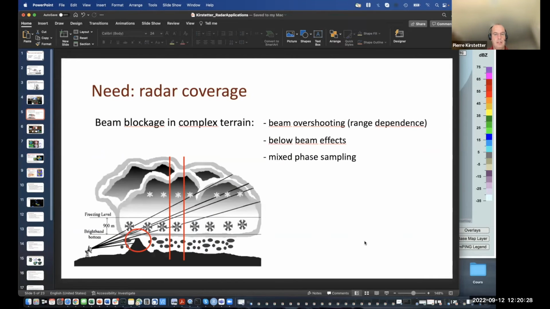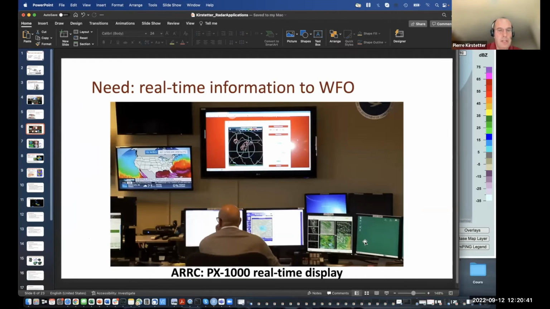So this is the kind of context that you need to account for when you design a radar application. Not only did we want better radar coverage, but also a need for real-time information to the Weather Forecast Office. That's the Weather Forecast Office of Pueblo when we deployed the radar. And on this big screen on top here, you can see the radar images that we were able to provide them in real time.